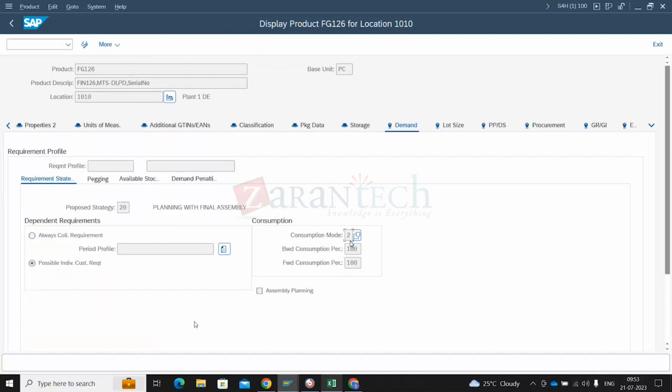Okay, so you need to make changes there if you want to reflect it here. But if I say two, I am specifying 100 days backward and 100 days forward. This is in days, backward consumption period and forward. If I select one, then it is only backward, so forward makes no sense in that case. Usually these are too many.